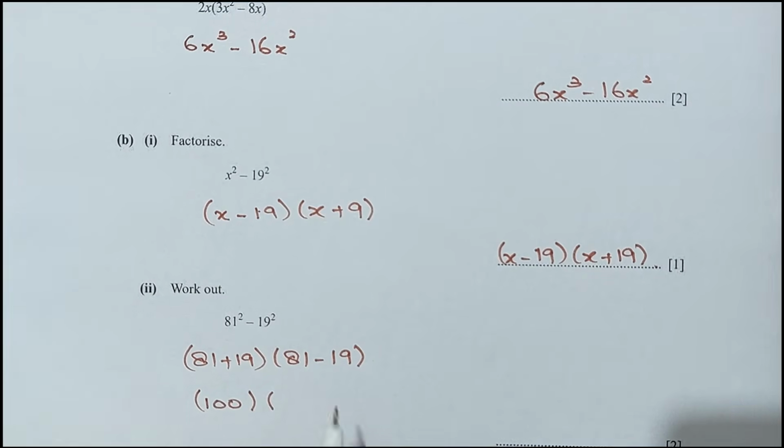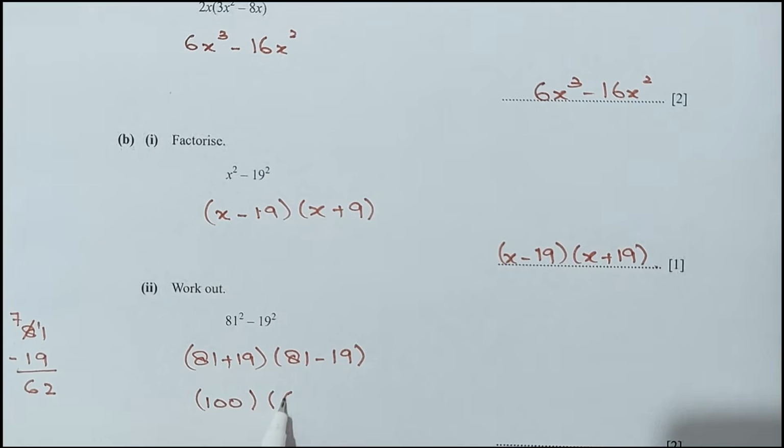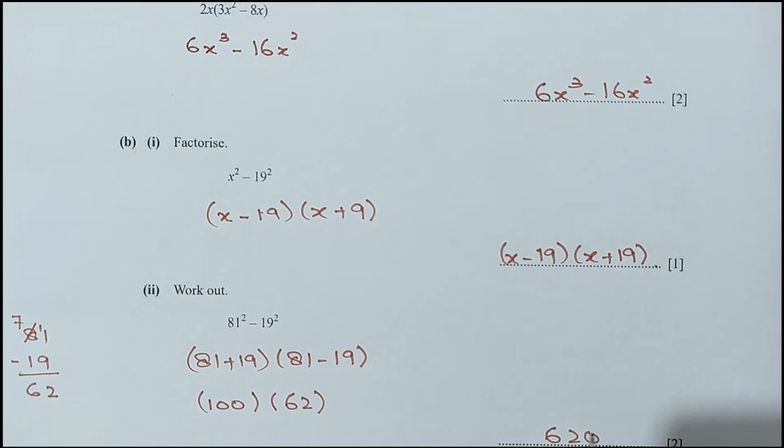And from 81, if we take away 19, okay, 81 take away 19, 7 is over here, 11, 9, 10, 11, 2 and 6, 62. And 62 times 100 is 6,200.